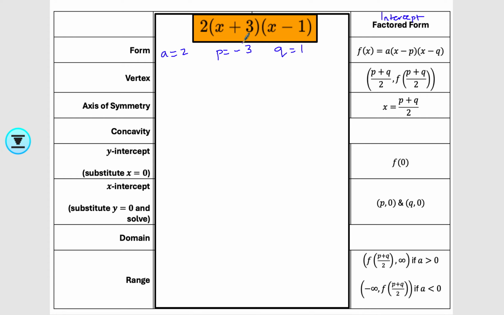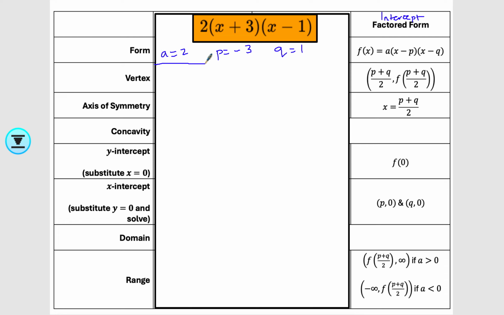Now, it does not matter which one is P and Q in this example, because I haven't specified if one is smaller than the other. Sometimes questions will say P is less than Q, then you have to be picky about which one is P, which one is Q. But in this case, P is just -3, Q is just 1.